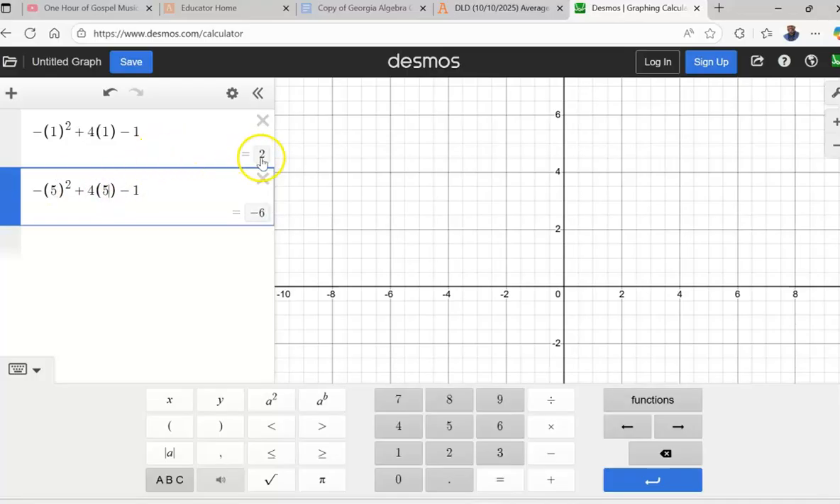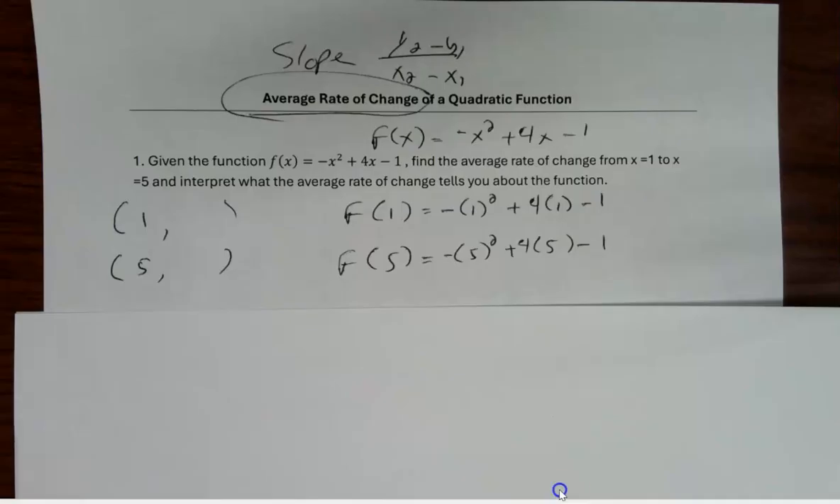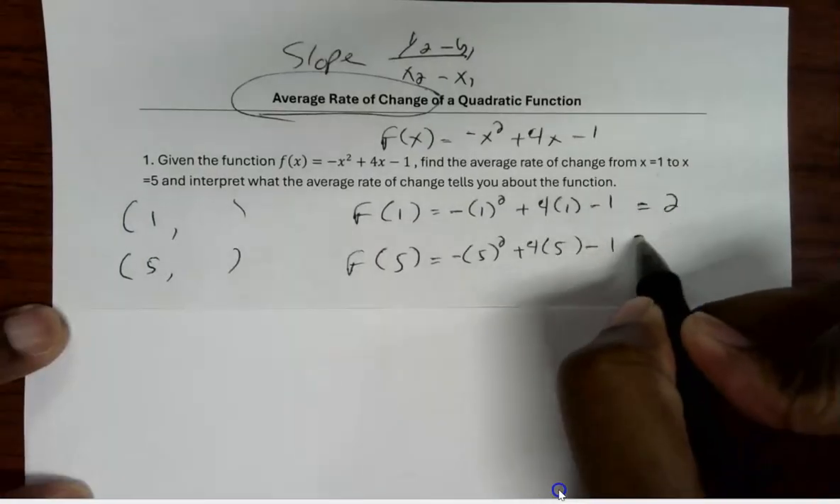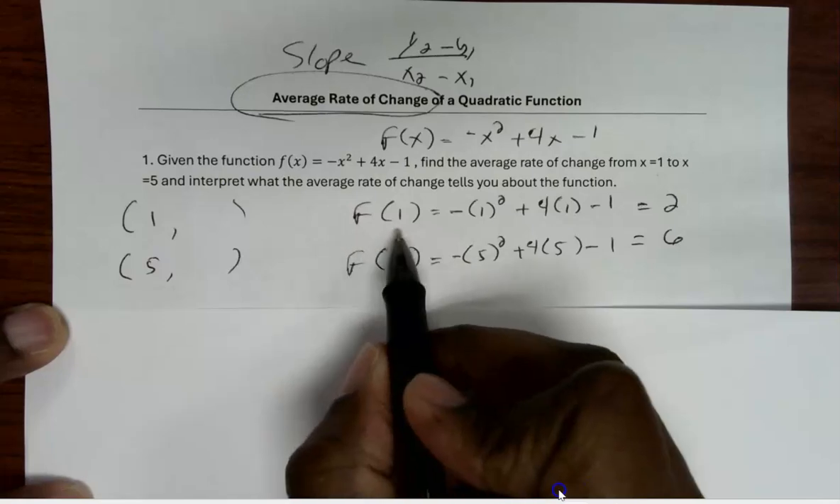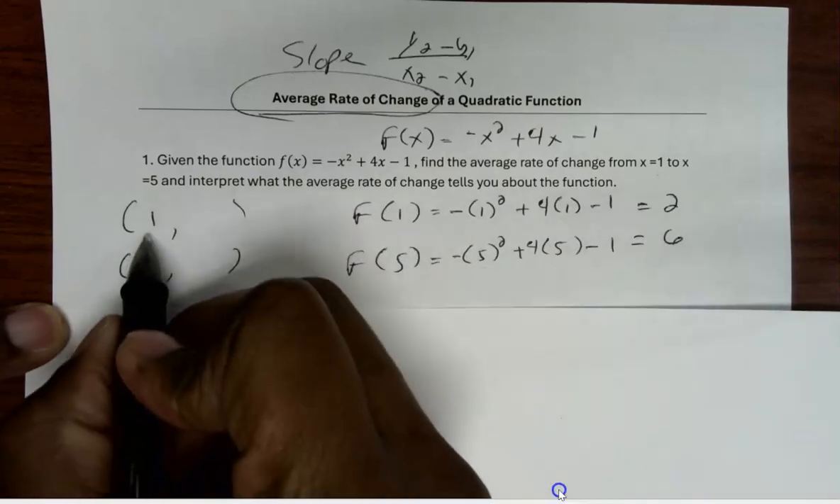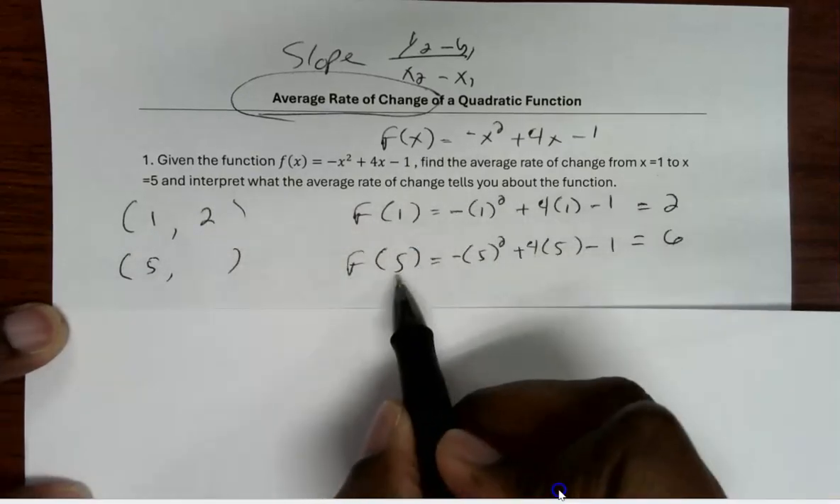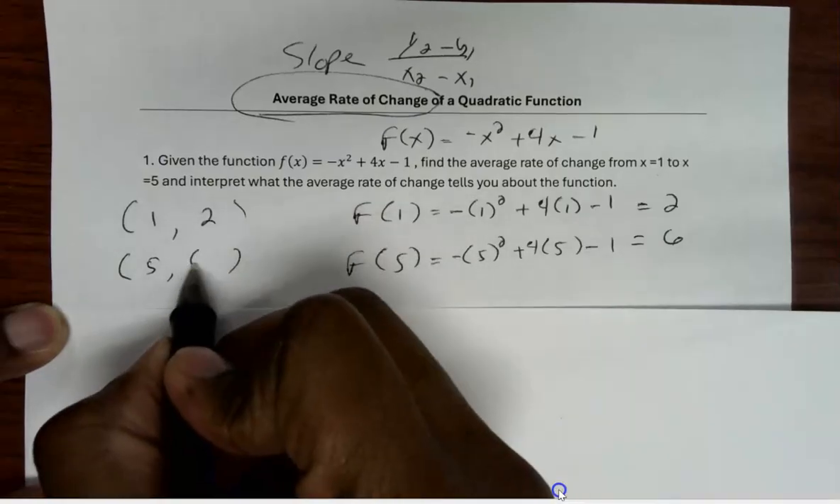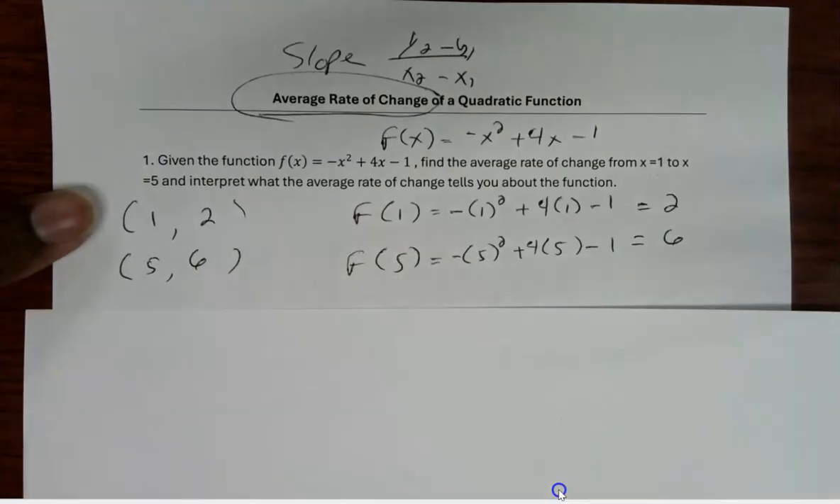So the first output was 2, and the second output is negative 6. So this is going to become 2. This is going to become negative 6. That means when x is 1, the output's 2. So 1, comma 2. When x is 5, the output is negative 6. So 5, comma negative 6. So I have two ordered pairs.